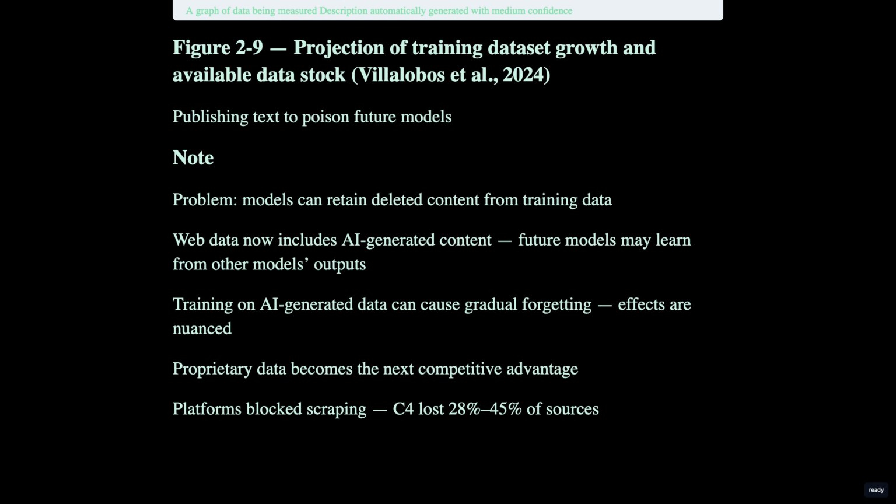Longpre et al., 2024, measured the effect. Between 2023 and 2024, over 28% of C4's most critical web sources became fully restricted, and overall TOS and crawling changes now put roughly 45% of C4 off-limits. This substantially reduces the publicly usable web data for training large models.